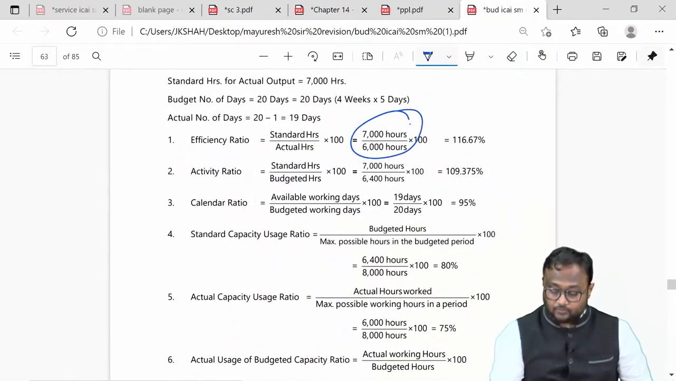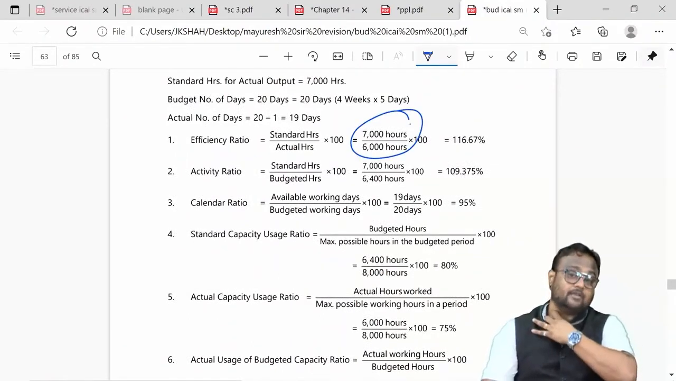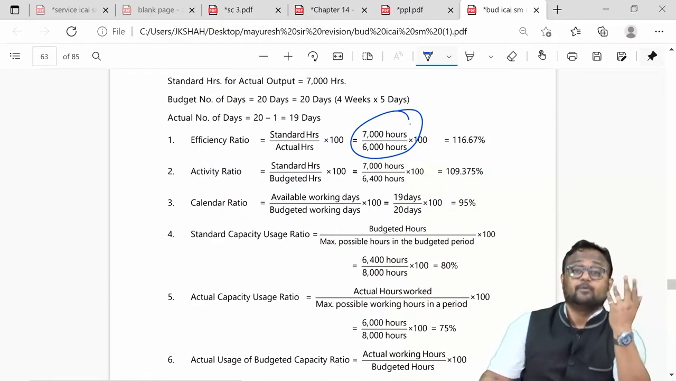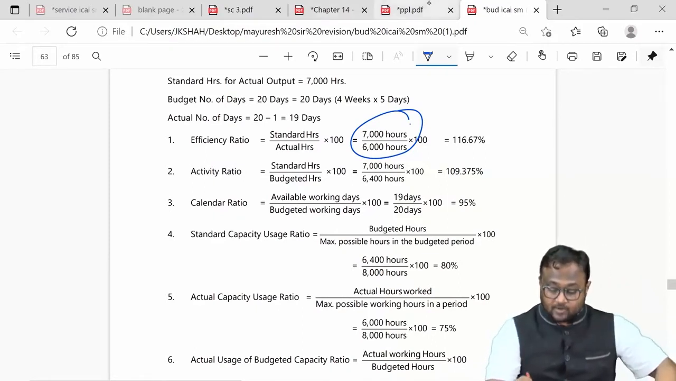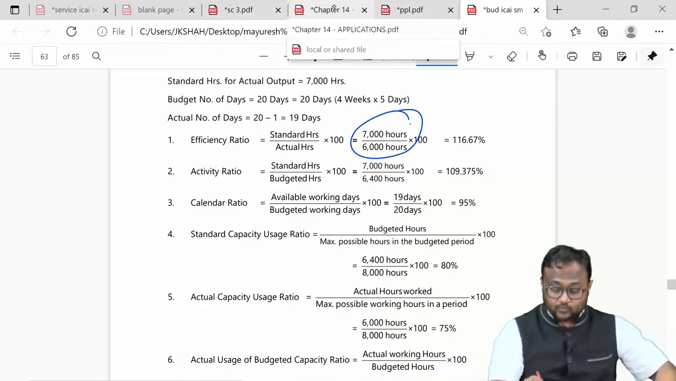That's your efficiency ratio. Had it been quantity, I would have gone for actual output upon standard output into 100. I hope you know that much. Since it is about hours, we have to get it this way.